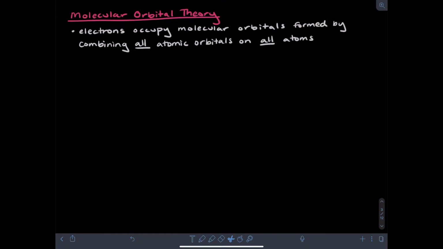The idea of molecular orbital theory is that in a molecule where you have more than one atom present, your electrons, rather than occupying atomic orbitals, will occupy molecular orbitals. These molecular orbitals encompass all of the atoms of your molecule, and they're made up of the individual atomic orbitals from each atom. You could see how if you have more than a couple of atoms, this would get complicated really quickly.